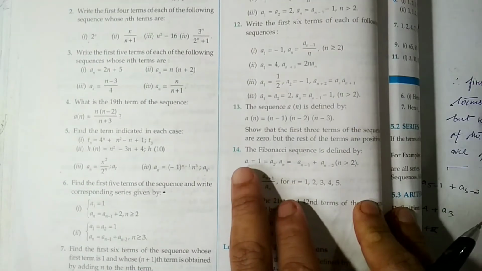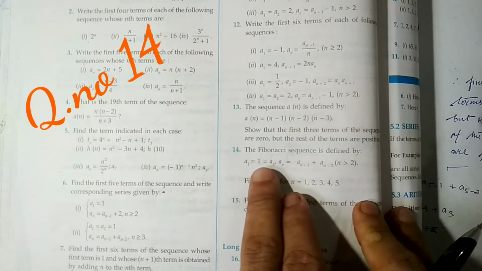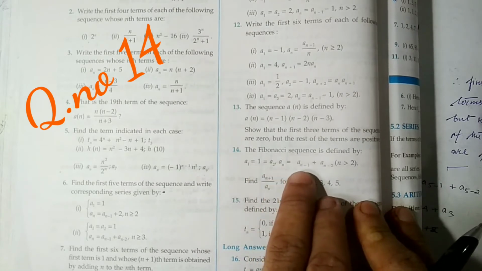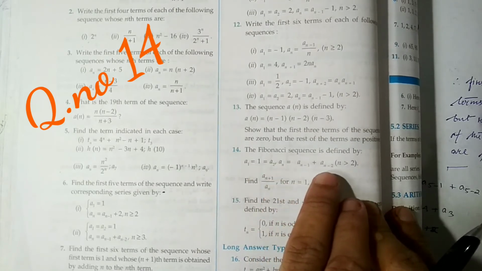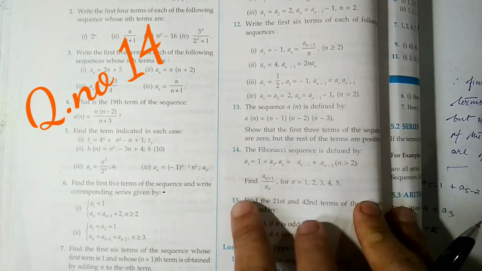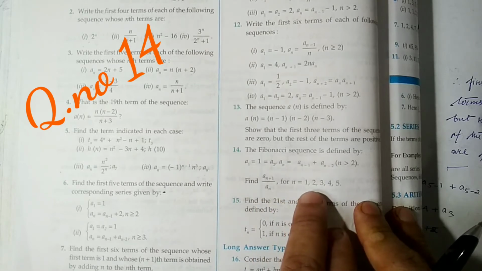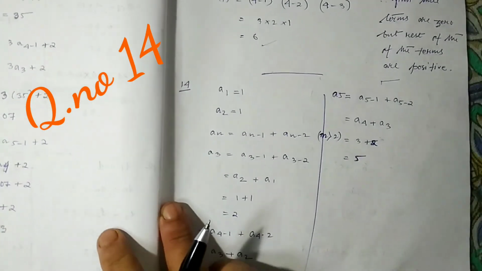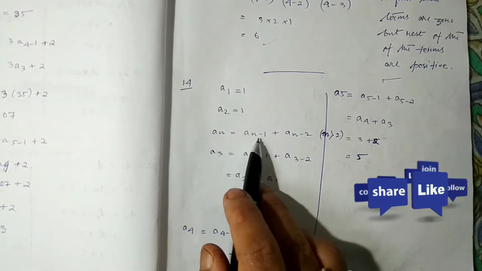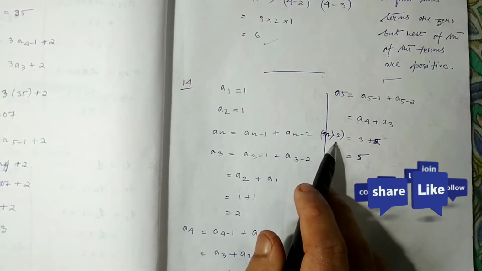Let me show question number 14. The Fibonacci sequence is defined by a1 equals 1, a2 is also equal to 1, and an is an minus 1 plus an minus 2, where n is greater than 2. This is already given. We have to find an plus 1 by an for n equals 1, 2, 3, 4, 5. a1 is 1, a2 is 1, and the formula for an is an minus 1 plus an minus 2 when n is greater than 2.